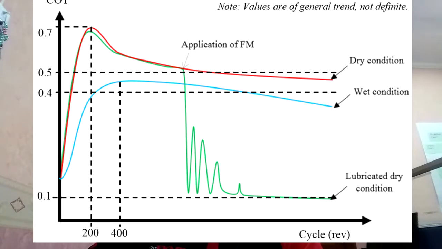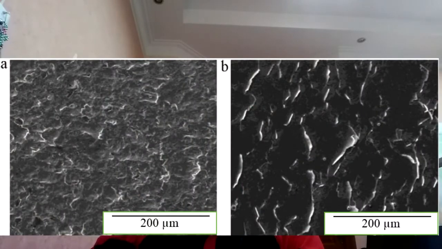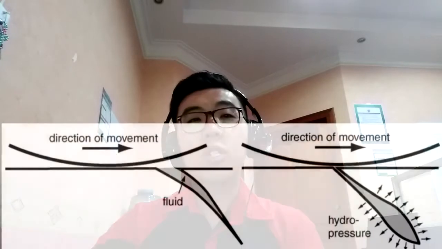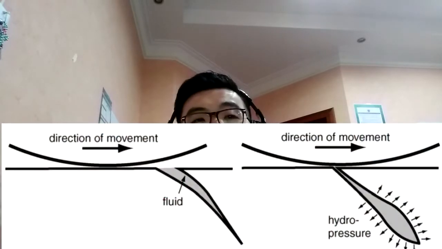The unstable pattern of the line in the graph is due to the distribution process of the lubrication applied. From this figure, you can see that the wear in dry condition is mainly by plowing, while in wet condition, delaminations and flakings can be seen, which is the figure in B. The reason for this is hydropressure when the fluid is trapped in the initial cracks.